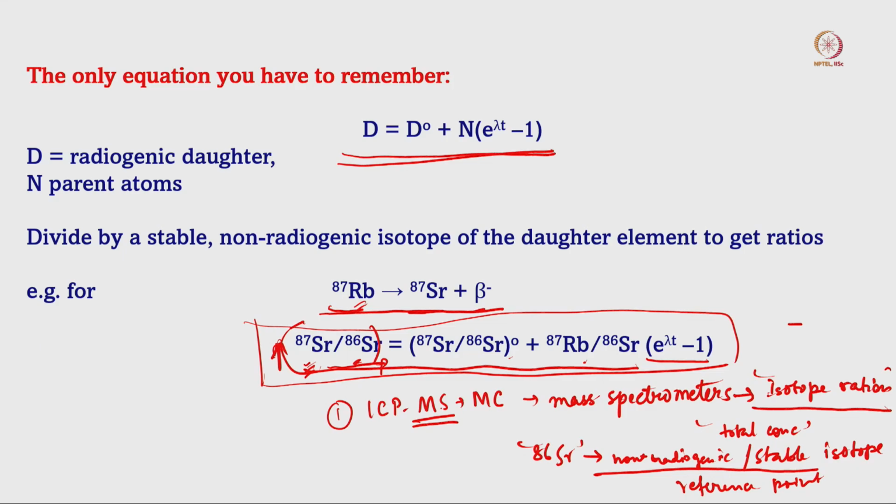Again, we use a ratio first of all because of our analytical issues, because measuring isotope ratios is far more precise and accurate as compared to measuring the total concentration. And second of all, it acts as a reference point because these are stable non-radiogenic isotopes and their values are fixed in nature.